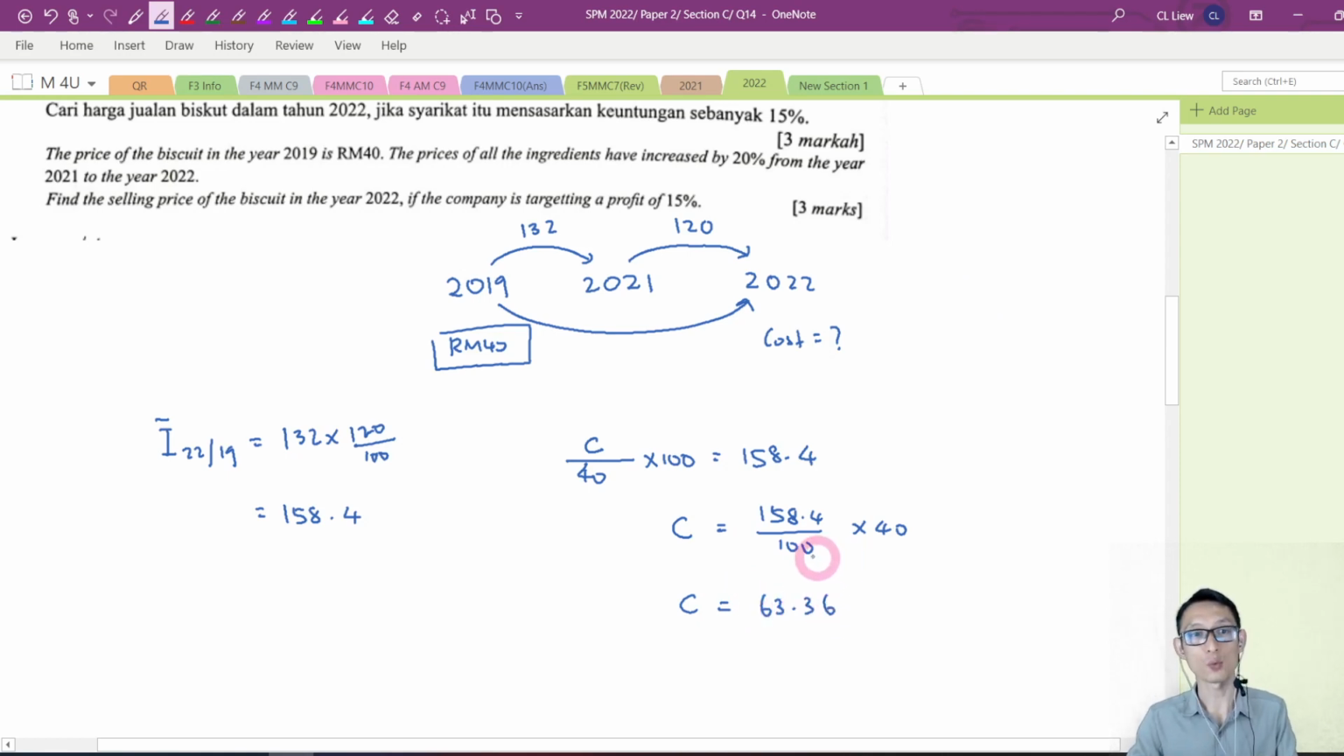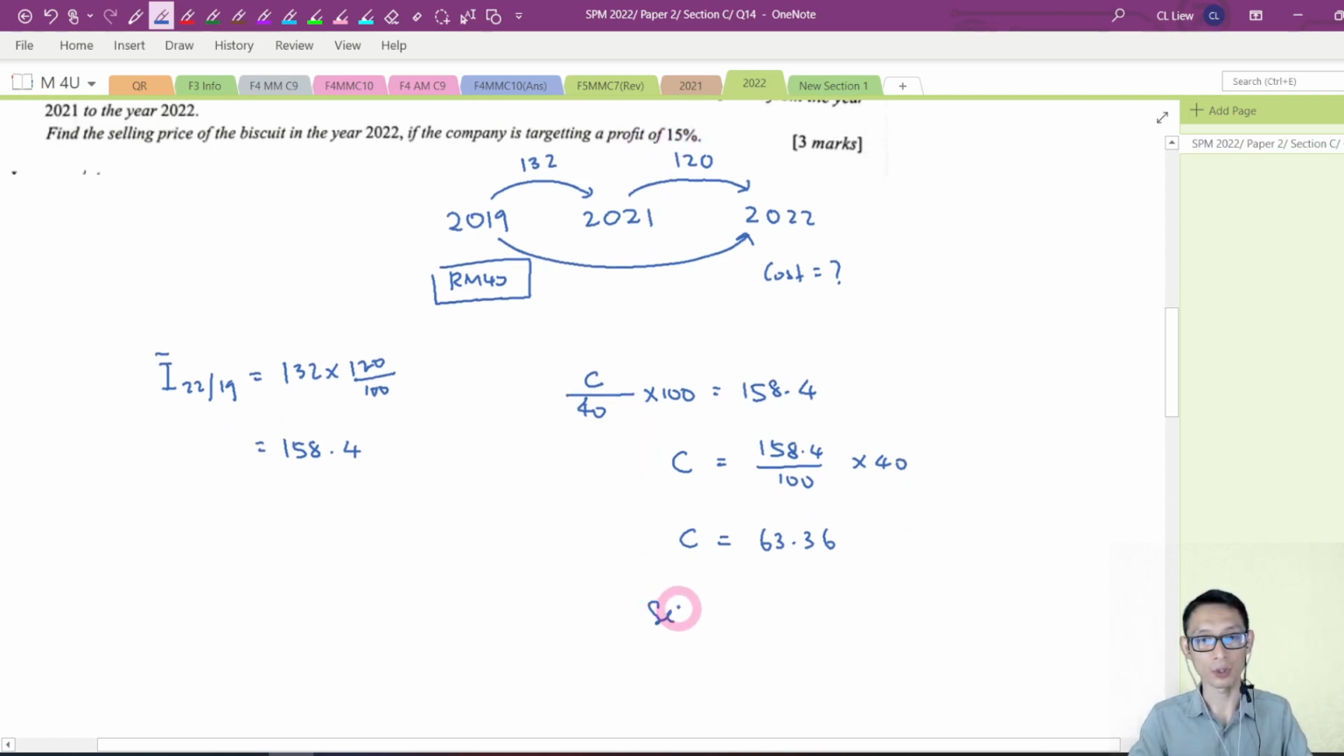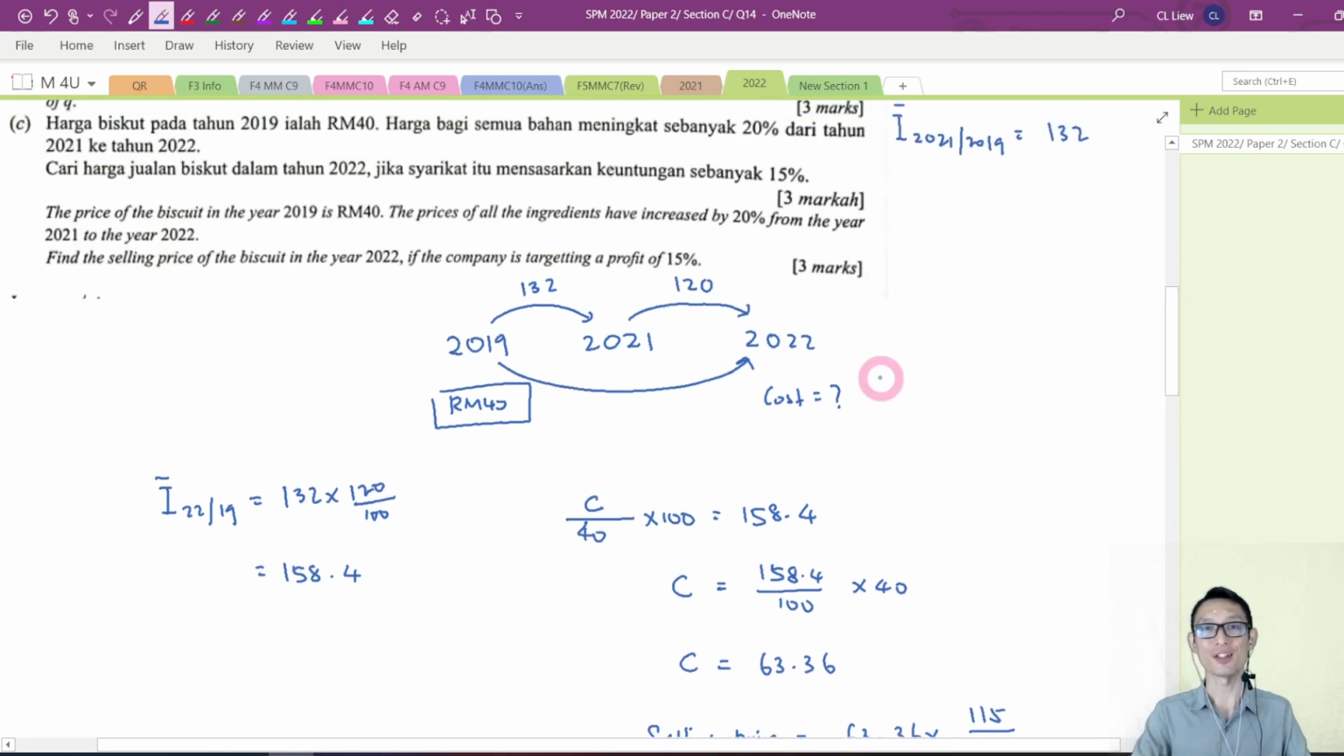So it will be 63.36. Since we are targeting a profit of 15%, the selling price will be 63.36 times 115 over 100, 15% of the profit. Okay, so I just round off to 2 decimal places. The answer is 72 ringgit 86 cent. Okay, that's all for this video. See you in the next video. Bye bye.